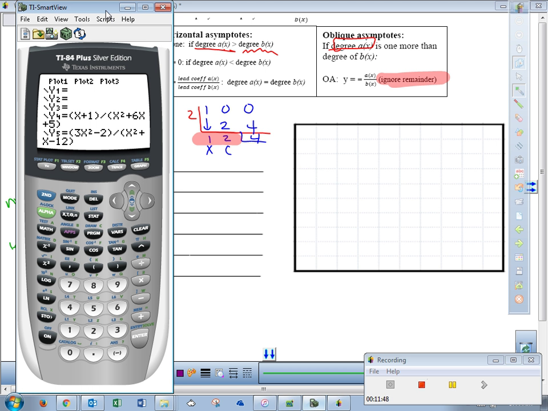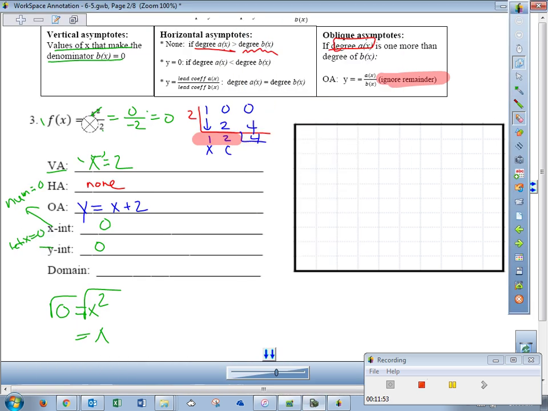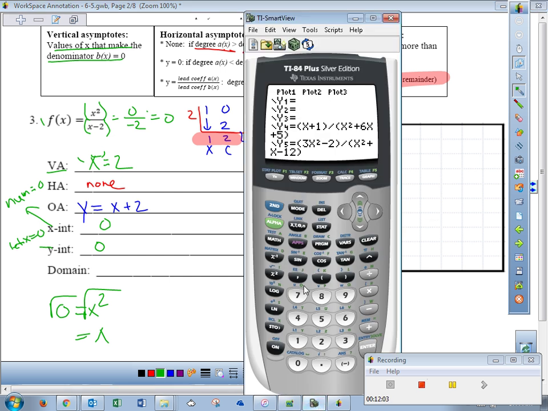Quite honestly, that might be the hardest part for you, because you have to use parentheses. Your entire numerator should be in parentheses, and your entire denominator should be in parentheses. So, x squared is the numerator divided by x minus 2. It's got to be in parentheses so it stays in the right place. Then let's just zoom standard and see what it looks like.